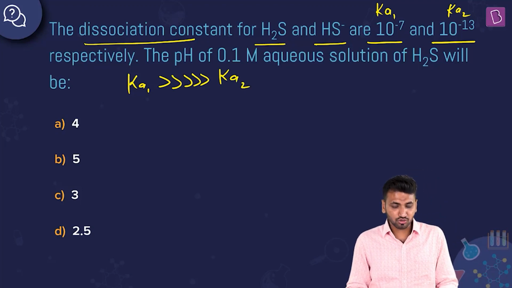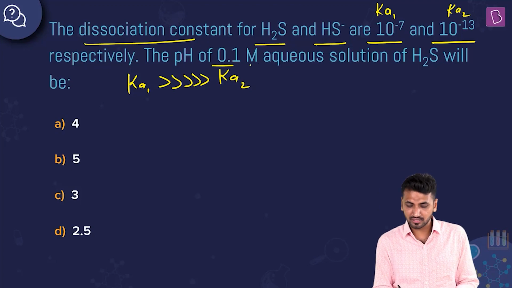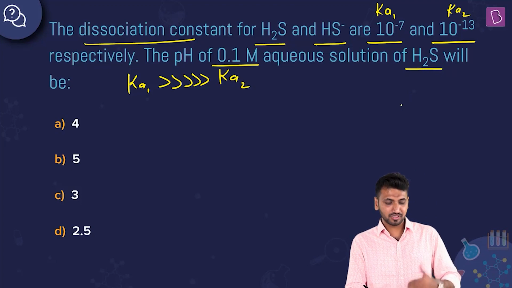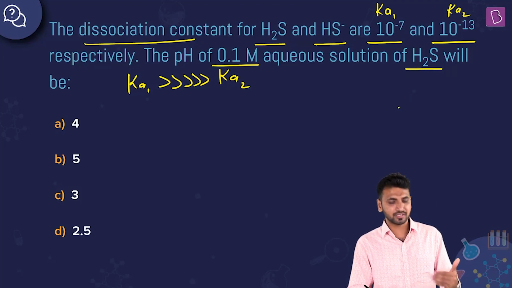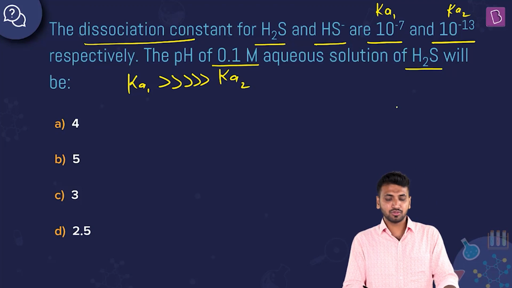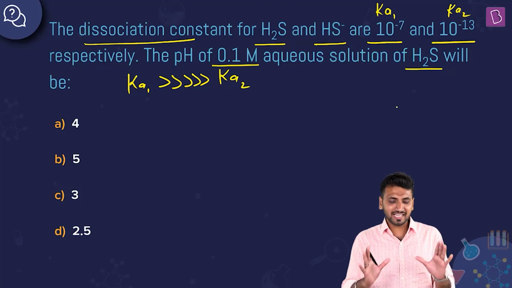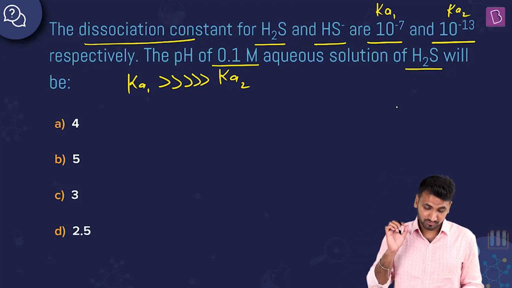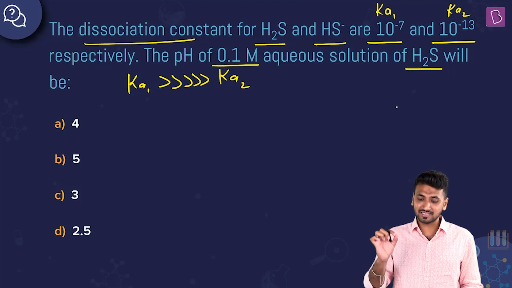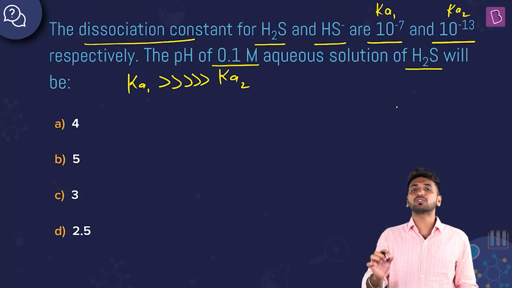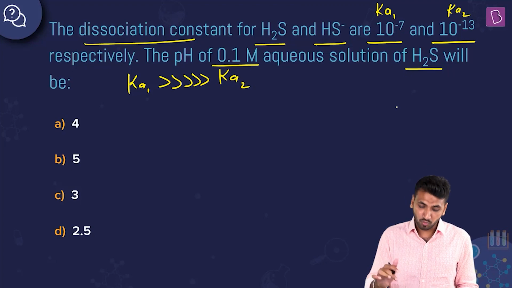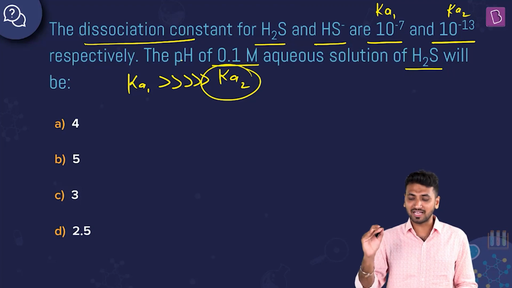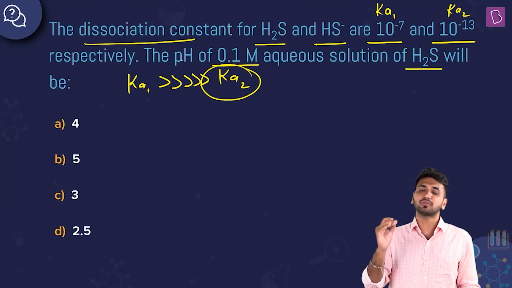The pH of a 0.1 molar aqueous solution of H2S will be, okay. So we are looking for the pH. The options are 4, 5, 3 and 2.5. We are only concerned about the H plus concentration from H2S and HS minus. But I am not sure that HS minus is going to contribute significantly to the H plus concentration. Why? Because the Ka2 value, 10 to the power minus 13, is way too small compared to the Ka1 value, 10 to the power minus 7.